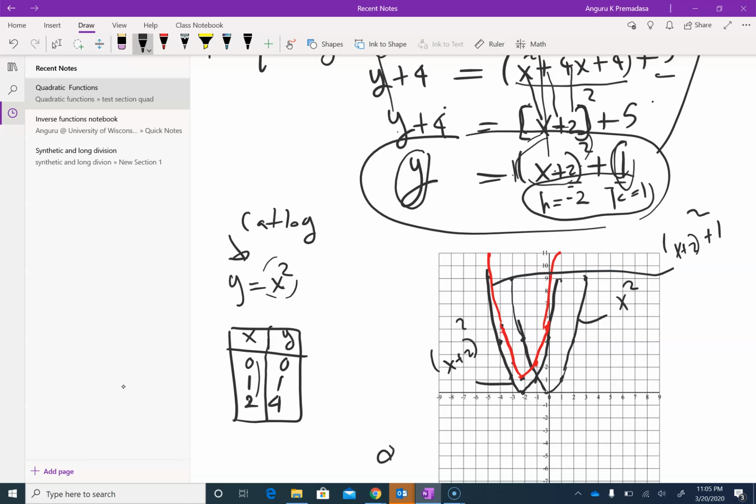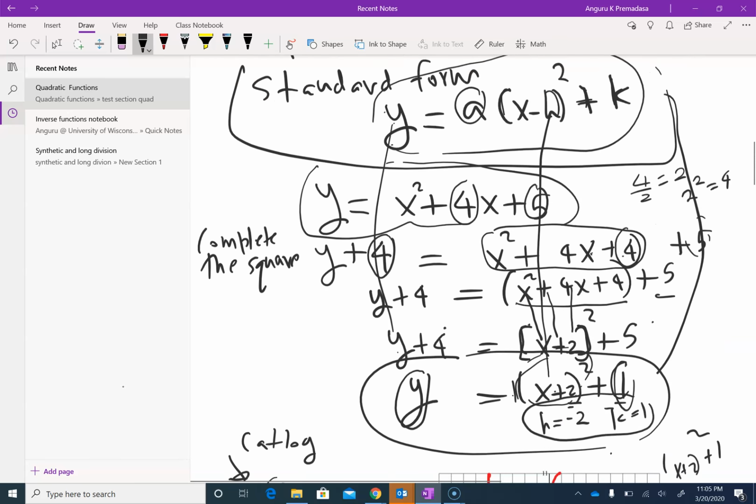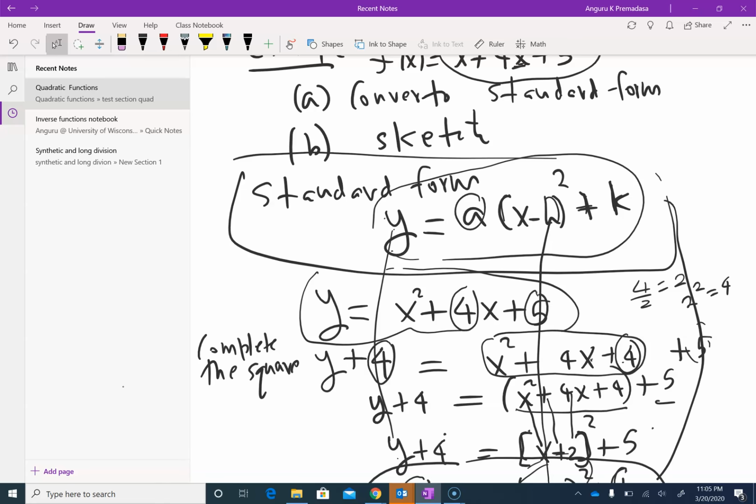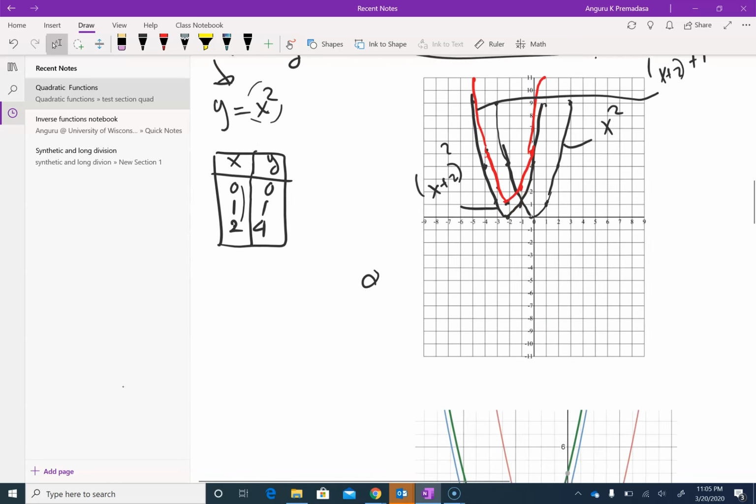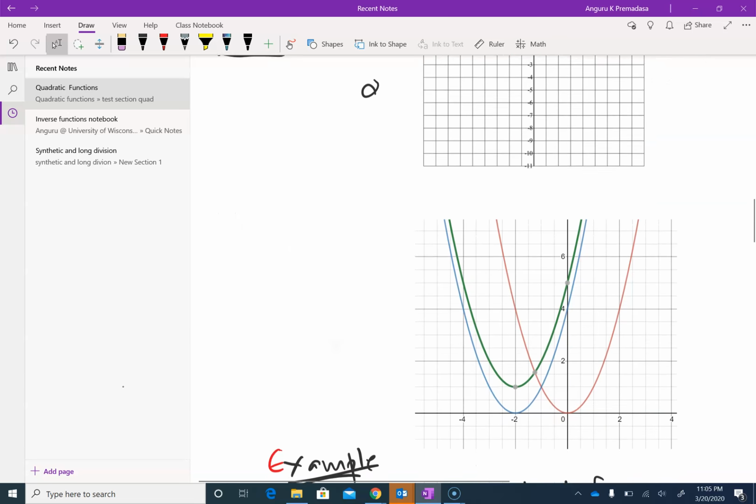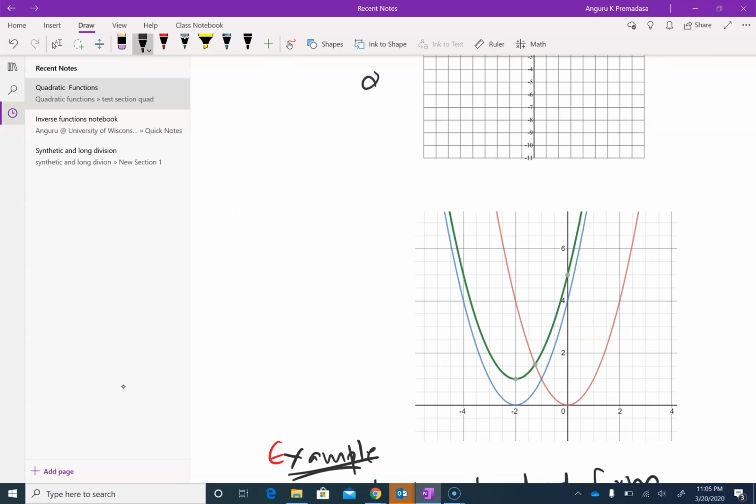So that's how we draw a quadratic function. You start with the function, bring it into standard form by completing the square, and then you use transformations. And this is a much neater figure of this. So this is the original x squared, the blue curve is x plus 2 squared, which is shifted to the left, and the green curve is the final one, which is x plus 2 squared plus 1.